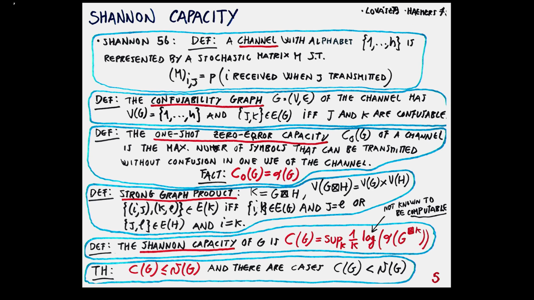And here is a theorem, due to Lovász, 79. It says that the Lovász number is an upper bound to the Shannon capacity, which is an important point. Why? Because I'm in company of many logicians, so this quantity here is not even known to be computable.